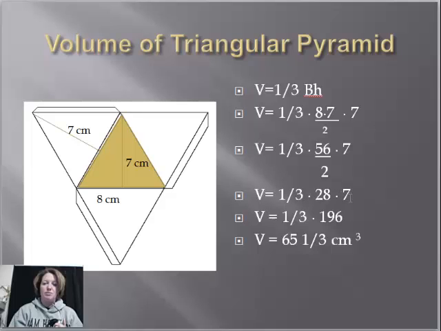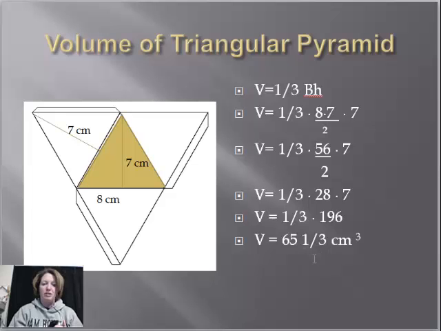Alright, so 1/3 doesn't go into 28 evenly, and it doesn't go into 7 evenly. So I'm going to go ahead and multiply 28 times 7. So V equals 1/3 times 196. Unfortunately, a third doesn't go into 196 evenly. So V equals 65 1/3 centimeters cubed. If you did it in a calculator, you would notice that you got 65.333 repeating. Well, 0.333 repeating is the same as 1/3.